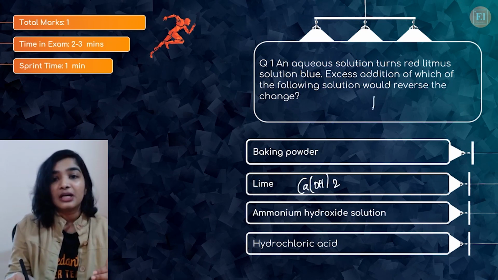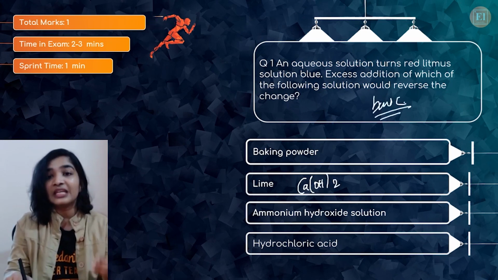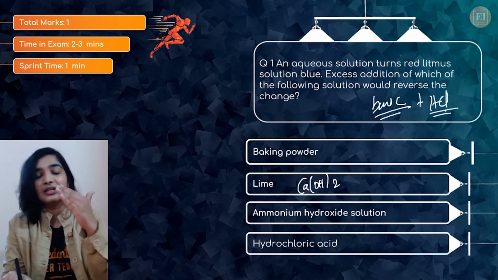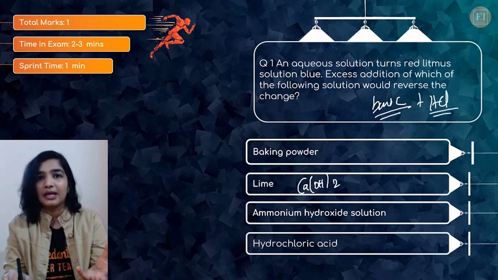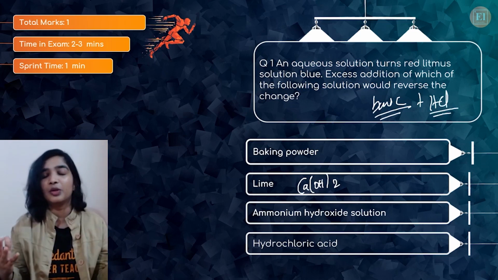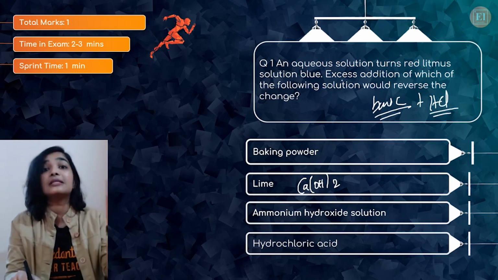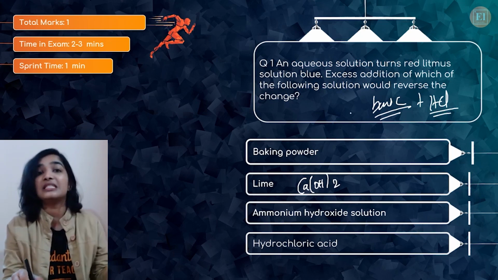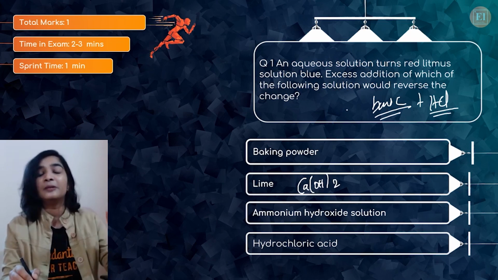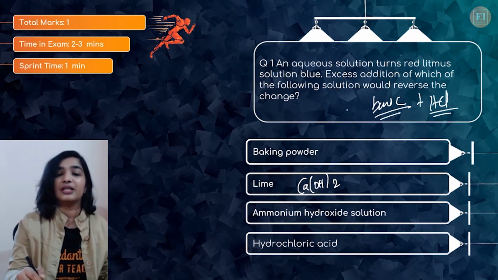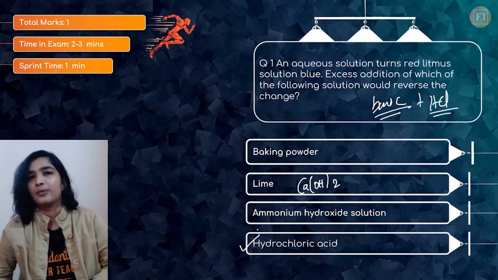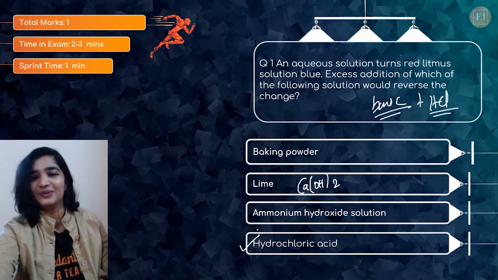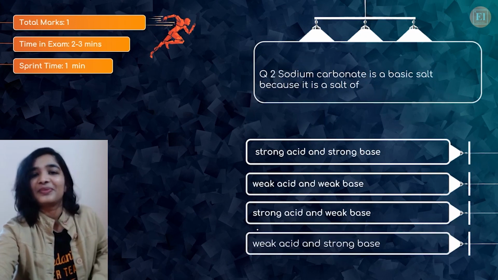So now you have a basic solution. When you add excess of HCl, which is an acid, the solution becomes acidic. If you add an equal amount, then it will become neutral. But they have mentioned excess addition. So when you add it in excess, the solution will be acidic in nature, so it would turn the blue litmus red. So option D is the right answer. What do you think? Right? Very good.